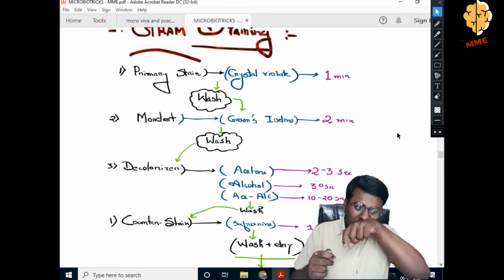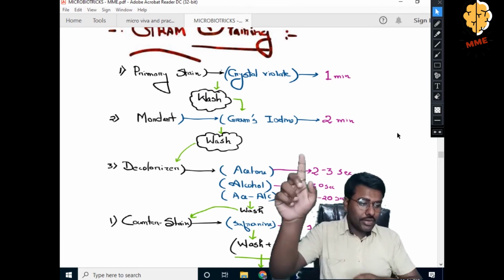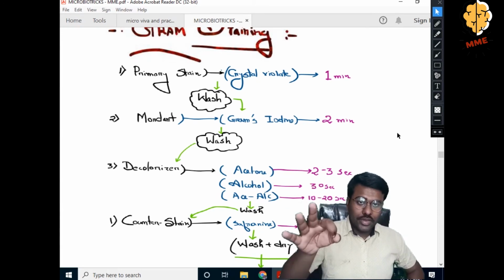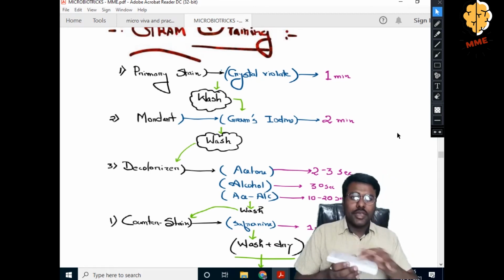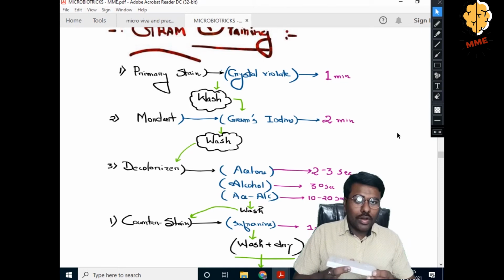In case you use the primary stain crystal violet, you can clearly notice it. First, make the smear, then put the crystal violet on for 1 minute, then wash it. Next I add Gram's iodine, wait for 2 minutes and then wash it.